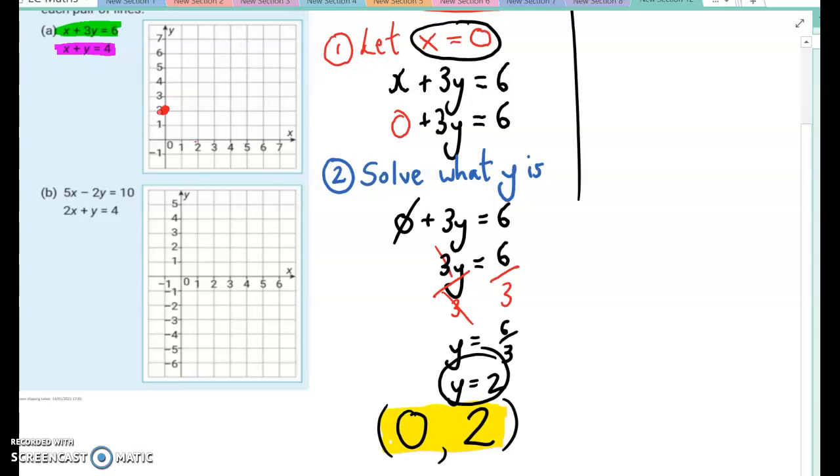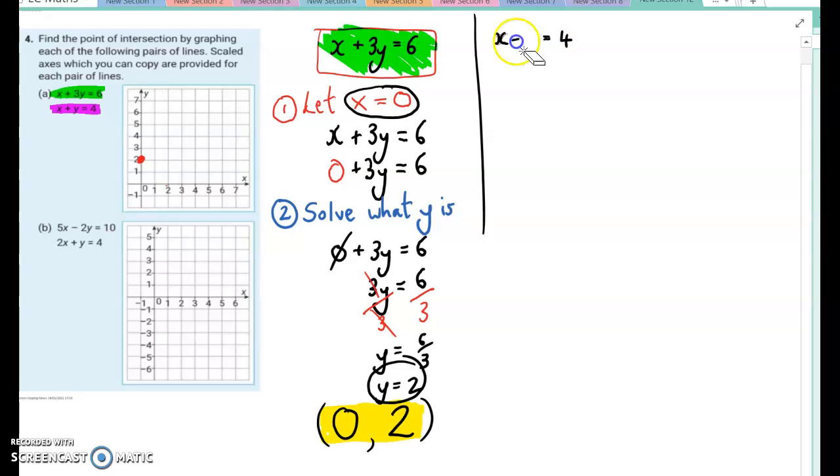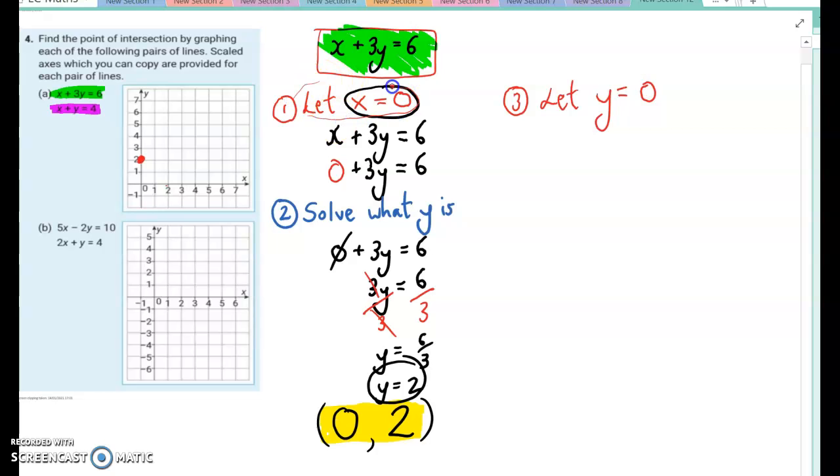But of course, what do you need to draw a line? You need 2 points. So I need to do it again. I'm going to delete this line for a minute. I need to get another point. And how I do that is I let y equal to 0. So earlier on I let x equal to 0, but now I let y equal to 0. This will get me another coordinate.